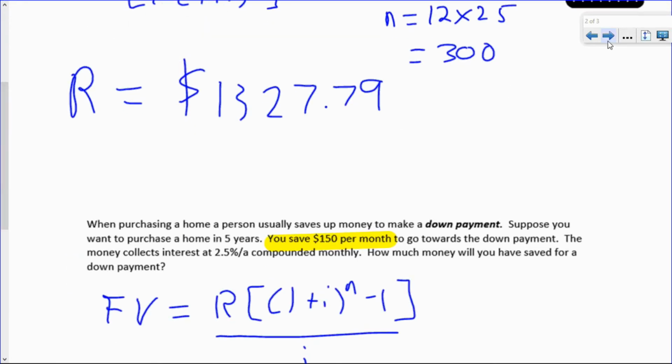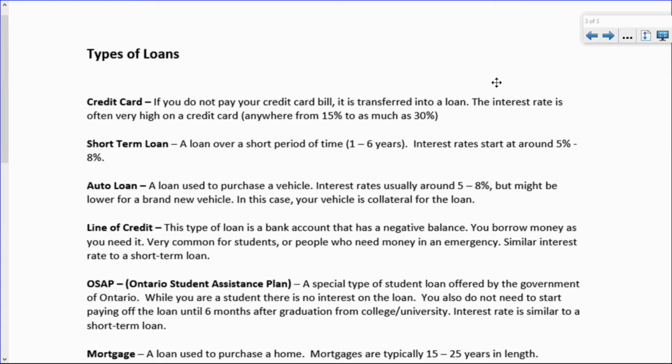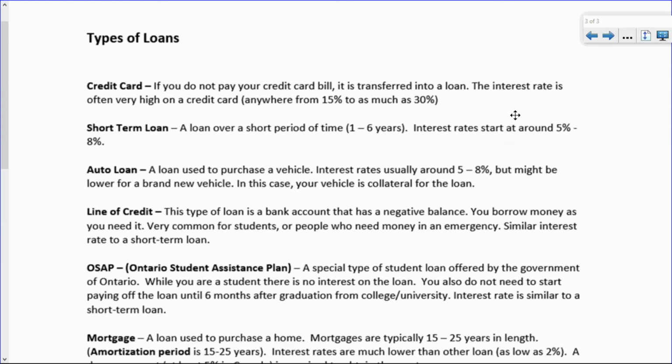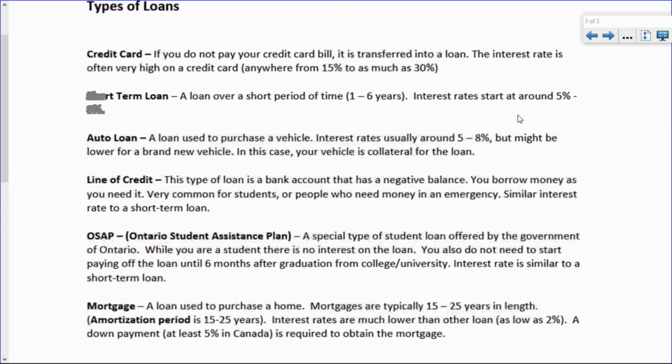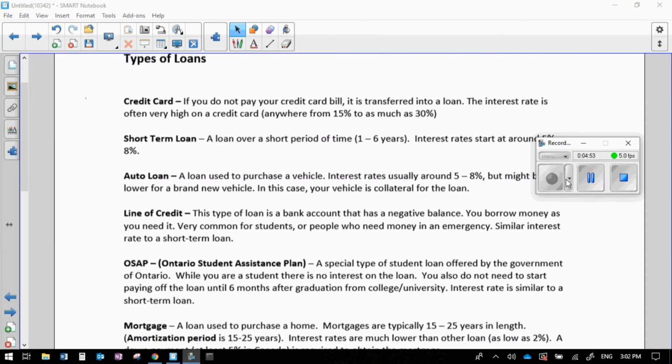We're going to talk a lot more about loans, especially auto loans and mortgages next week. And I'm going to have some assignments for you to work on. Let's just review some of the types of loans that you might see, though. Let's take a minute and talk about the types of loans that you might come across. There are several different kinds.